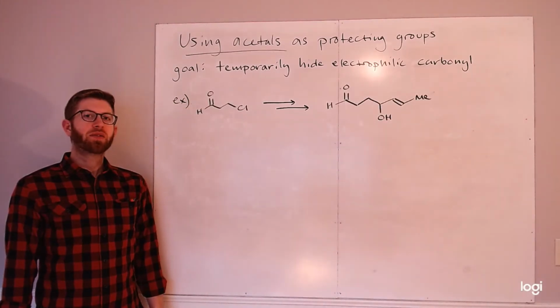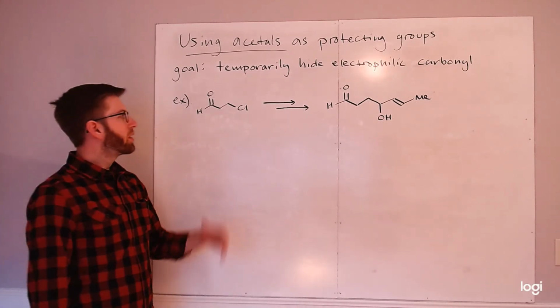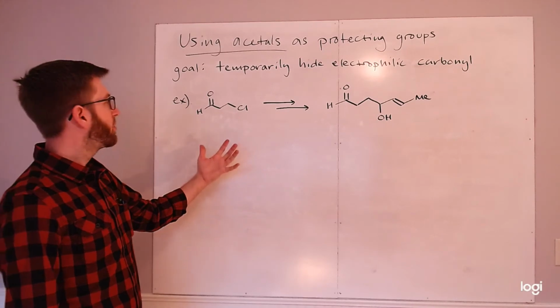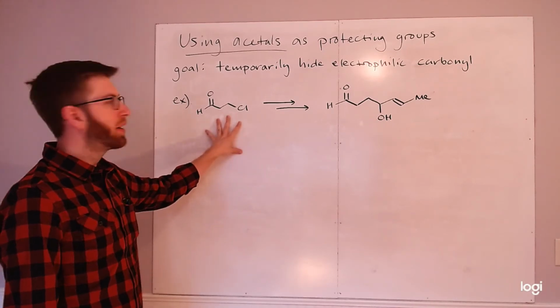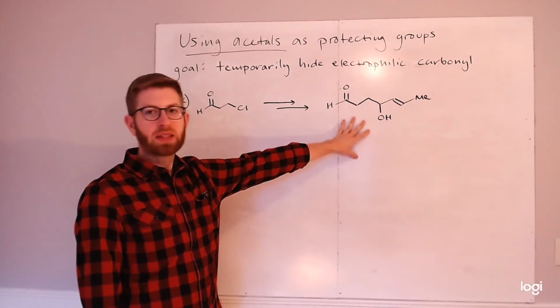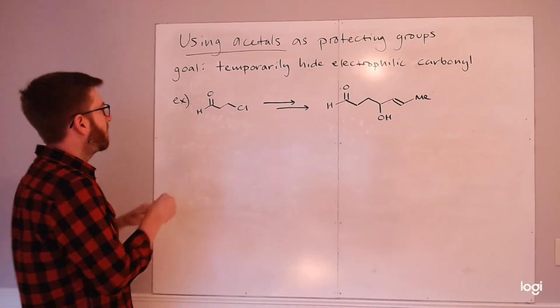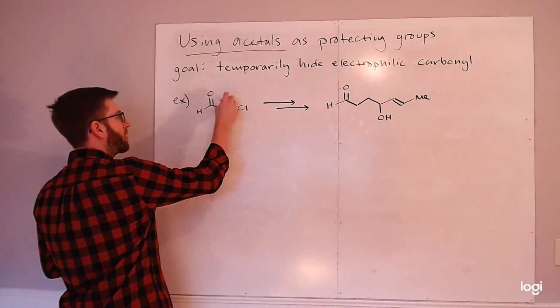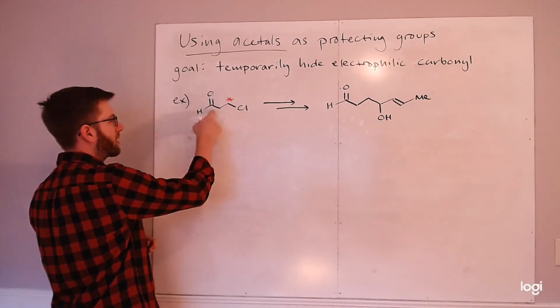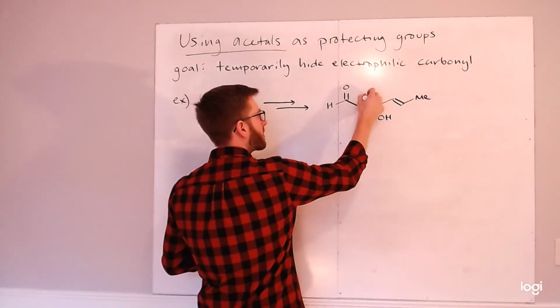In this final section of our video, we'll look at another example of acetals as protecting groups. So in this synthetic scheme, what we're trying to accomplish is converting this chloroaldehyde into this final product where we've made a longer chain as well as a secondary alcohol. So if I inspect this carefully, I'm going to follow the carbon that has a chlorine on it into the product. So that looks like it's 2 carbons away from the carbonyl, which would be this carbon here.